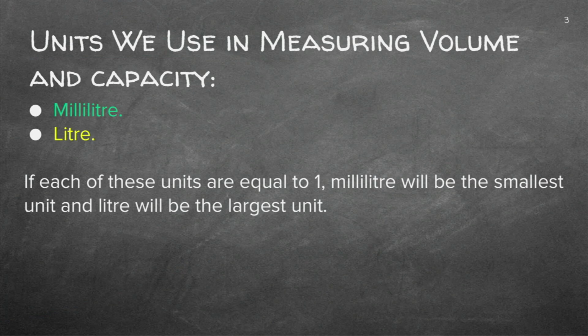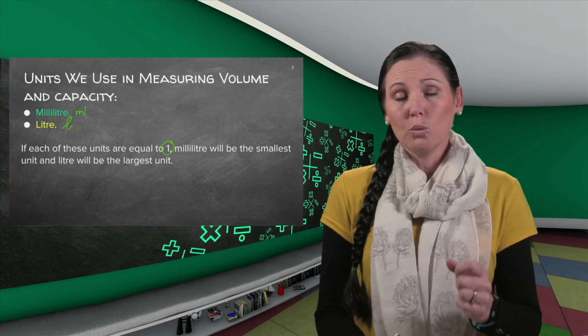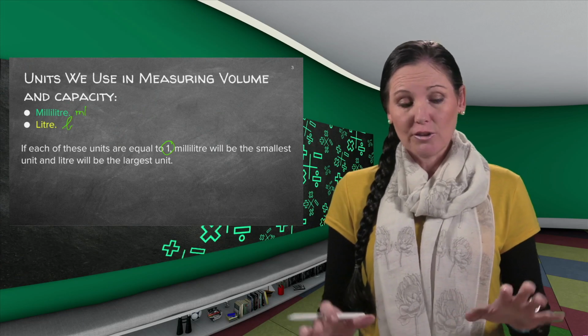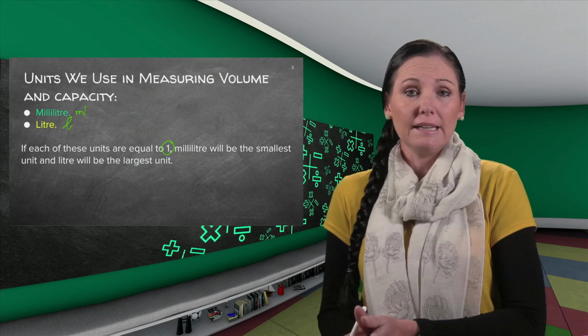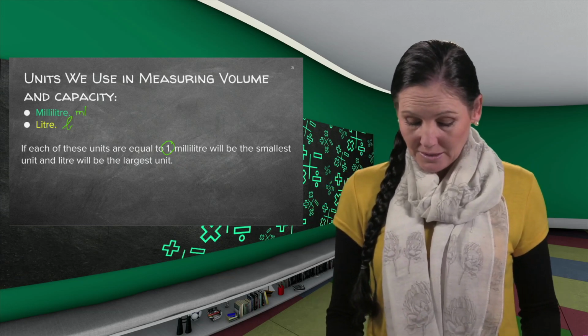Now, very important to know, when we use the units for volume and capacity, we don't always write the whole word milliliter. We write it as ml, small letters, and liter, we write as an L, that looks like that. If I've got 1 milliliter and 1 liter, the 1 milliliter will be the least. So if I've got 2 jugs, with 1 milliliter of water and 1 liter of water, milliliter will be the smallest.